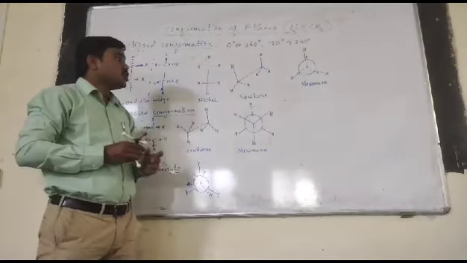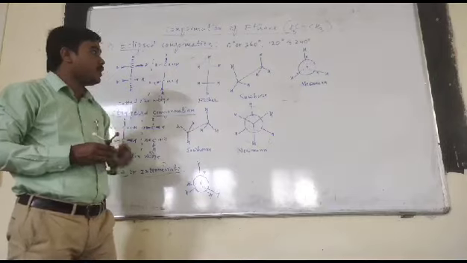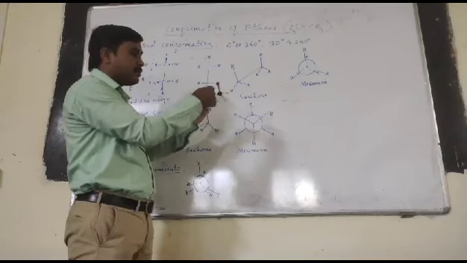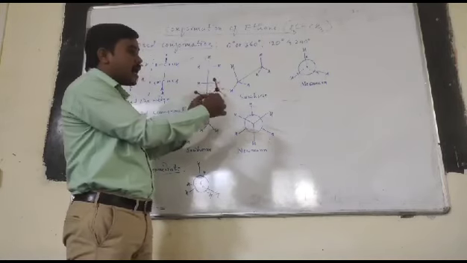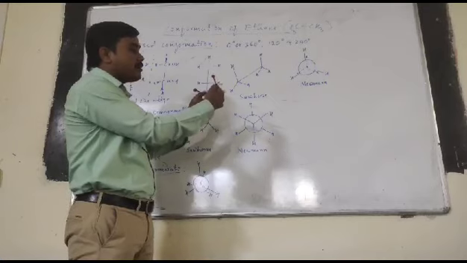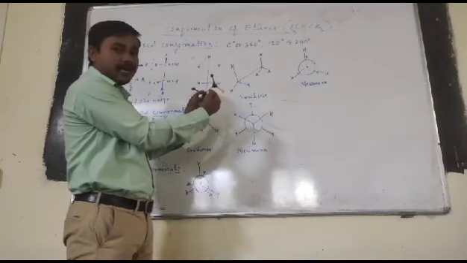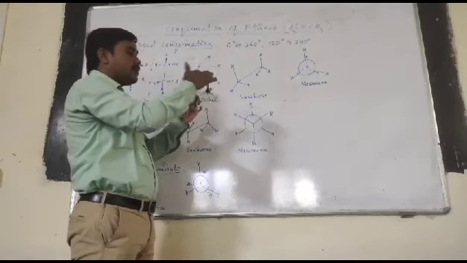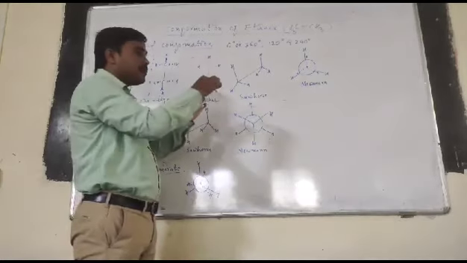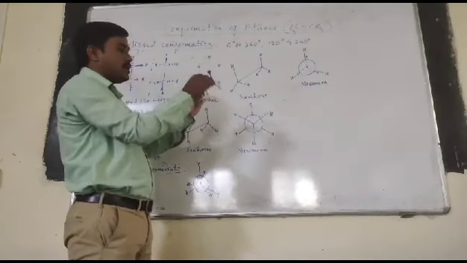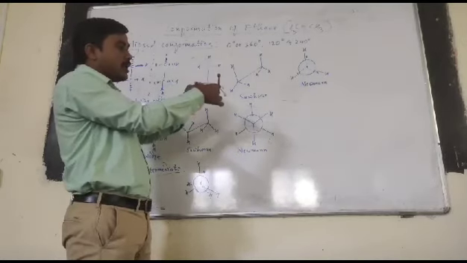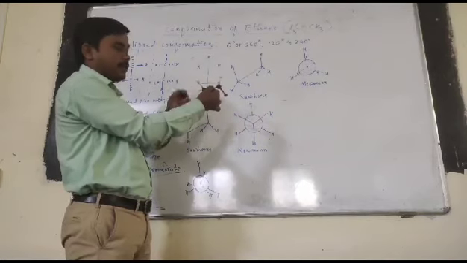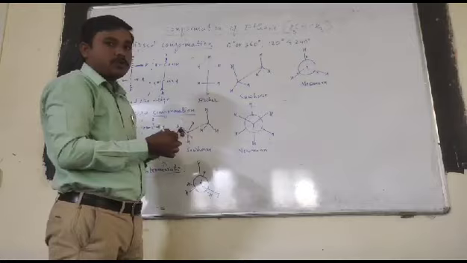The next one is the sawhorse projection formula. These two carbon atoms, the front carbon atom and the rear carbon atom, are represented by the carbon-carbon single bond as inclined lines, and the hydrogen atoms present on the front carbon atom and rear carbon atom are represented by either lambda or by a Y. So this one is the sawhorse projection formula.